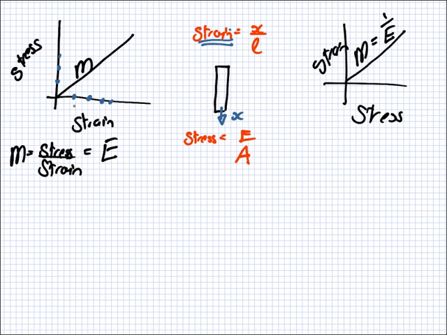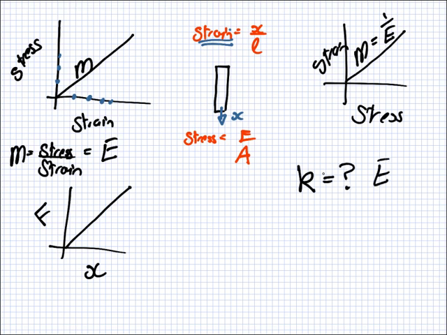Now, I want to compare this to the graph we did yesterday of the extension and the force. You remember? Yesterday we looked at the extension and the force, and we got this graph. All of these are straight line graphs. But I'd like to know, is there some relationship between K and E? Can we relate them? And the answer is we can.